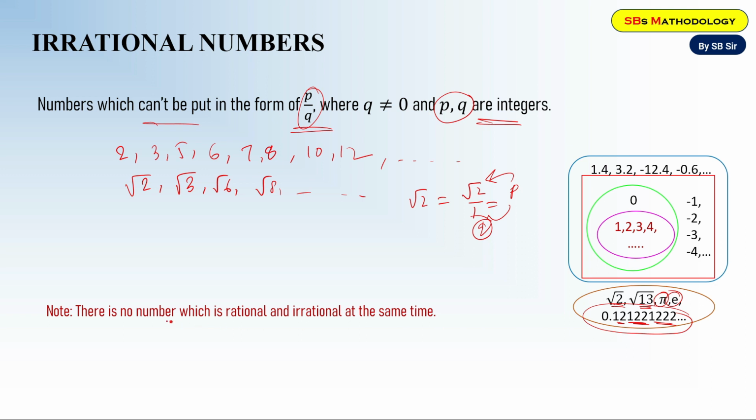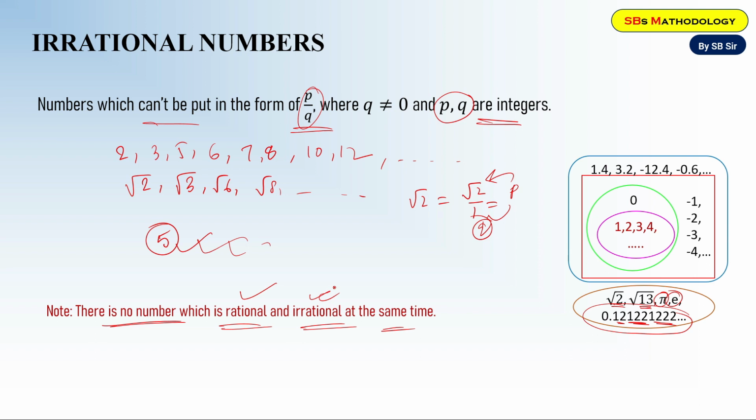Now you have to understand there is no such number which is rational and irrational at the same time. If we remember, there are numbers which at the same time are whole numbers, integers, or natural numbers. That is, 5 is also a whole number, 5 is also an integer, 5 is also a natural number. So there are numbers which can satisfy all these types of conditions, but there is no such number which is at the same time rational and irrational, because the definitions of rational and irrational numbers are exactly opposite.